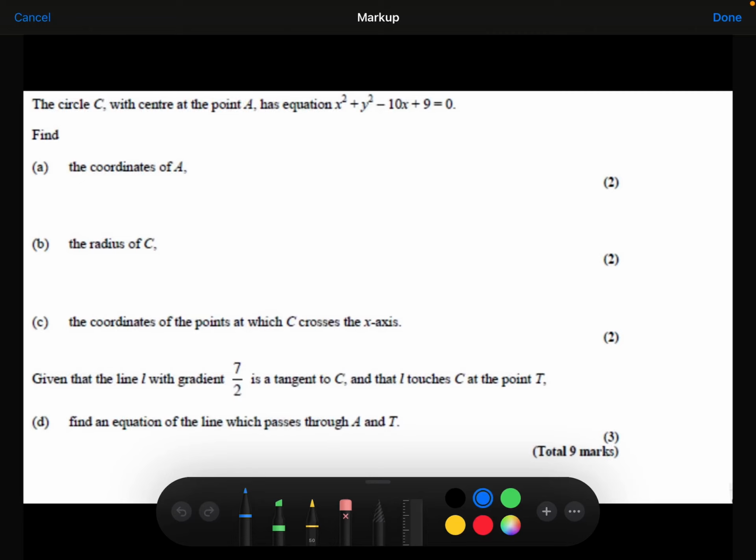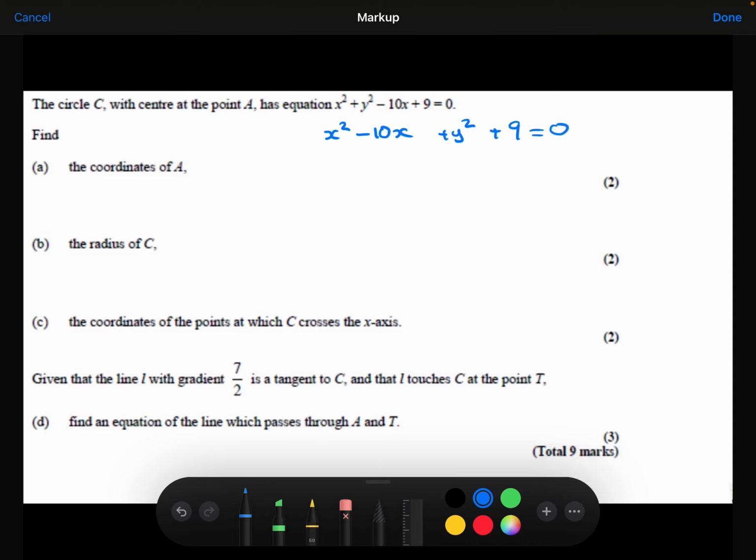The circle C with centre at the point A has equation x squared plus y squared minus 10x plus 9 equals 0. We need to find the coordinates of A, the centre, and the radius of the circle C. So first thing I'm going to do is to write the x terms together. So I'm going to group up the x squared and the minus 10x. We'll keep the y squared separate for now.